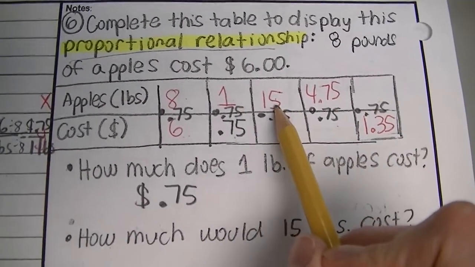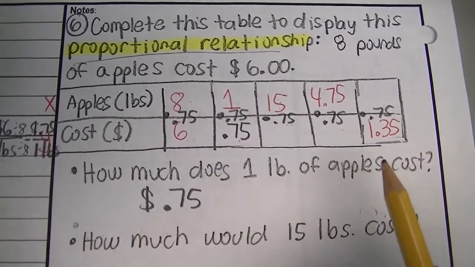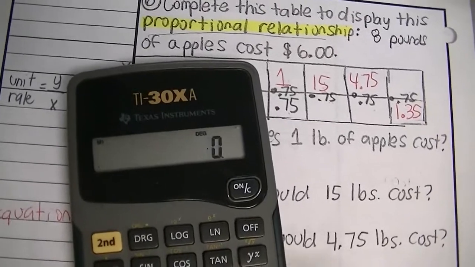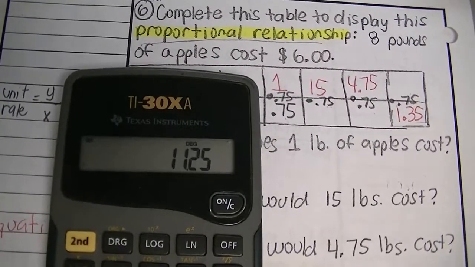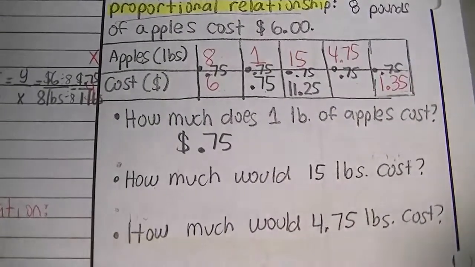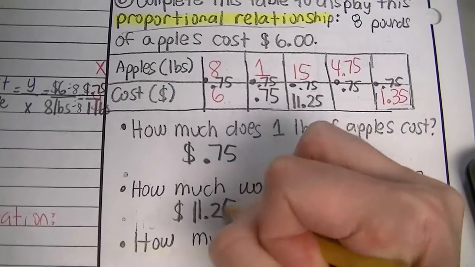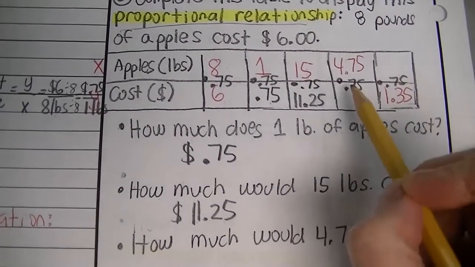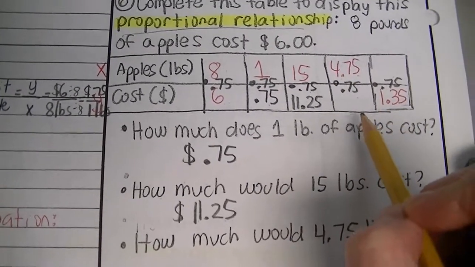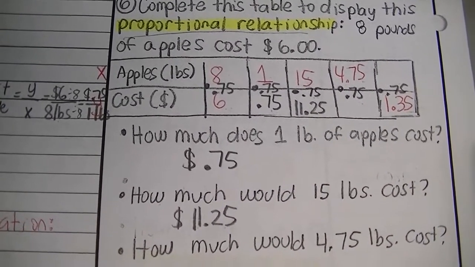So now to find how much 15 pounds of apples cost, you would just literally go 15 times 75 hundredths, okay? 15 times 75 hundredths, what'd you get? $11.25. So 15 pounds would cost $11.25. Go ahead right now and figure out how much 4.75 pounds would cost. Round it to the nearest hundredth if you need to.